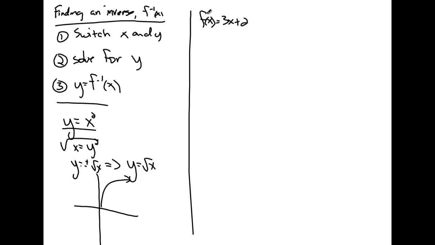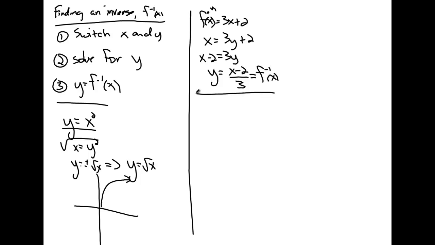The thing to remember is that f of x is always equal to y, right? So I'm going to go x equals 3y plus 2. And then I'm simply going to solve for y. So x minus 2 equals 3y. So y equals (x minus 2) over 3. And this guy is my inverse. Nothing to it. Now what if it were a little bit sloppier?